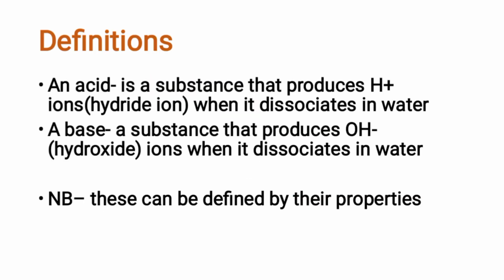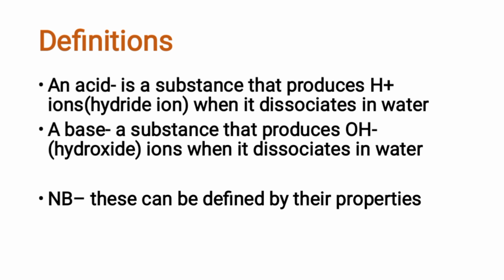On definitions, what is an acid? It is a substance that produces H plus ions when it dissociates in water. Yes, so always producing the H positives, or the hydrogen ion. That's an acid. A base is a substance which produces the OH minus ions when it dissociates in water. The OH ion is the hydroxide ion.